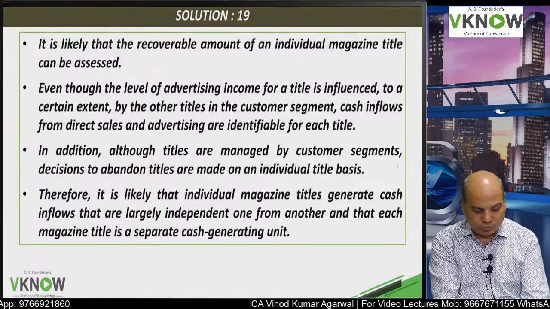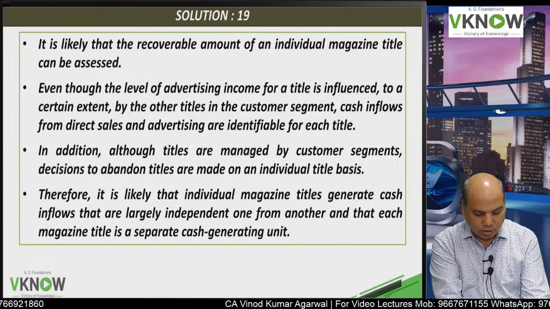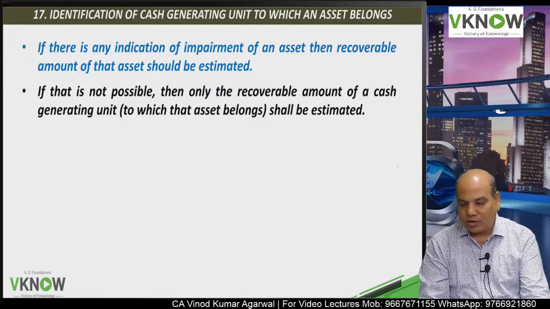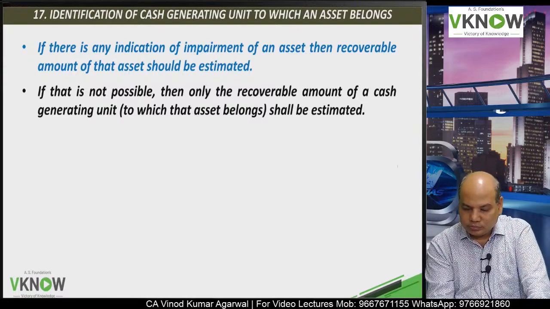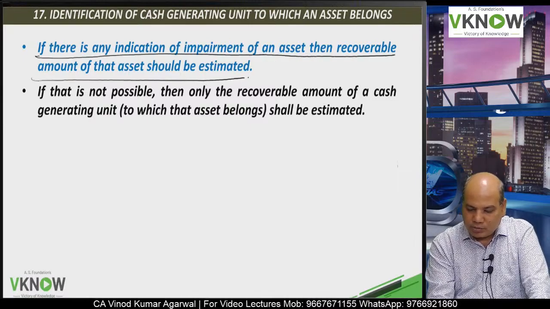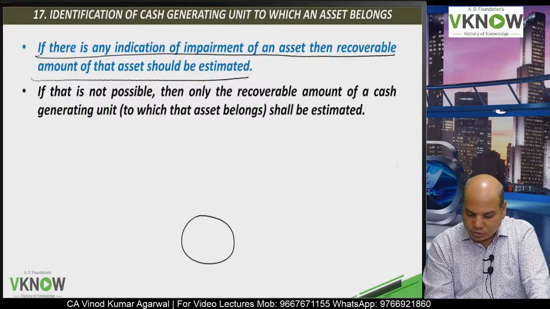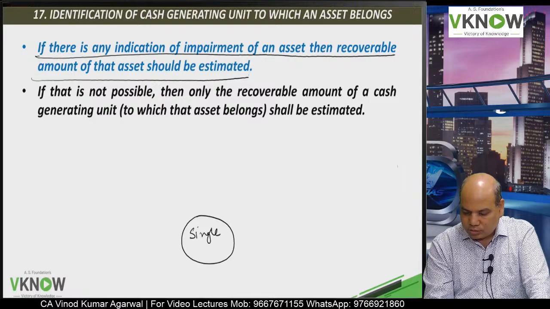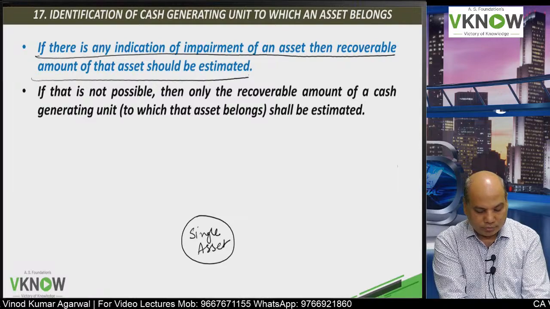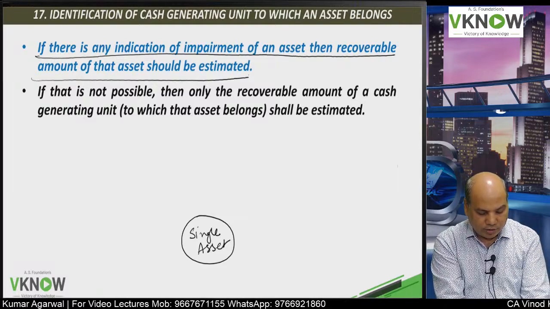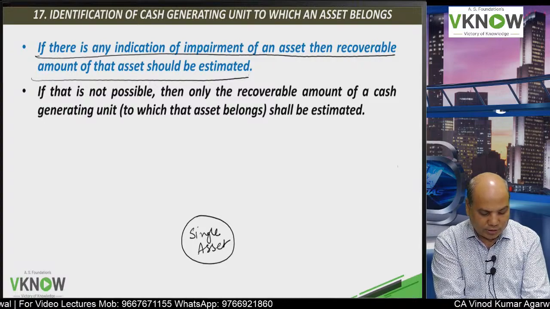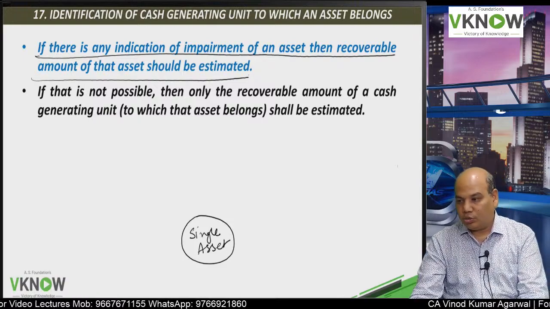Now we'll come to the next discussion, identification of cash generating unit to which an asset belongs. If there is any indication of impairment of an asset, then recoverable amount for that asset should be estimated. First rule, try to find out the recoverable amount of cash generating unit. Can you do it? If the answer is yes, then do it.